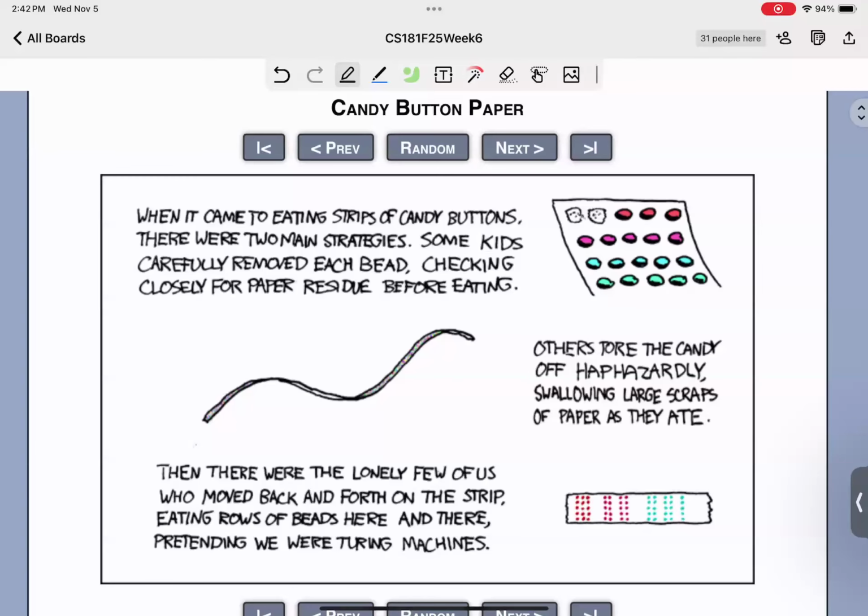One year when I taught this class and I showed this, in the next class, one of the students came back with a candy button paper for me to eat. So don't do that, please. But this is exactly what a Turing machine is doing. You really have an infinite candy button paper, right? And you're just chomping one at a time. You don't eat randomly. You can chomp one, scroll left, scroll right, and that's it.